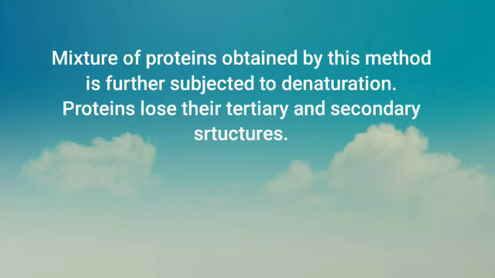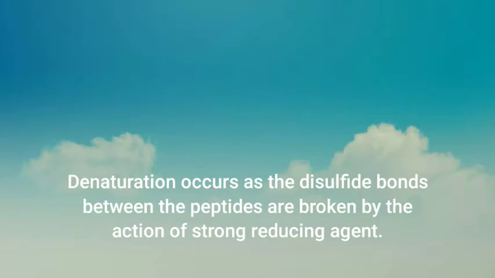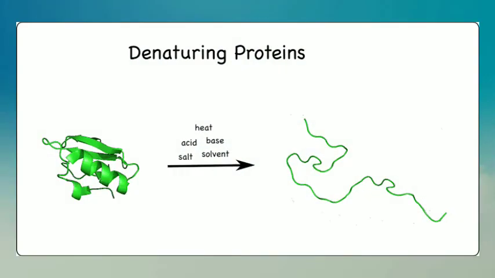The mixture of proteins obtained by this method is further subjected to denaturation. Proteins lose their tertiary and secondary structure after the denaturation is complete. Denaturation occurs as the disulfide bonds between the peptides are broken by the action of strong reducing agents. Denaturation is done by treating the proteins with heat, acid, or alkali. Strong acids and strong alkali break down disulfide bonds.